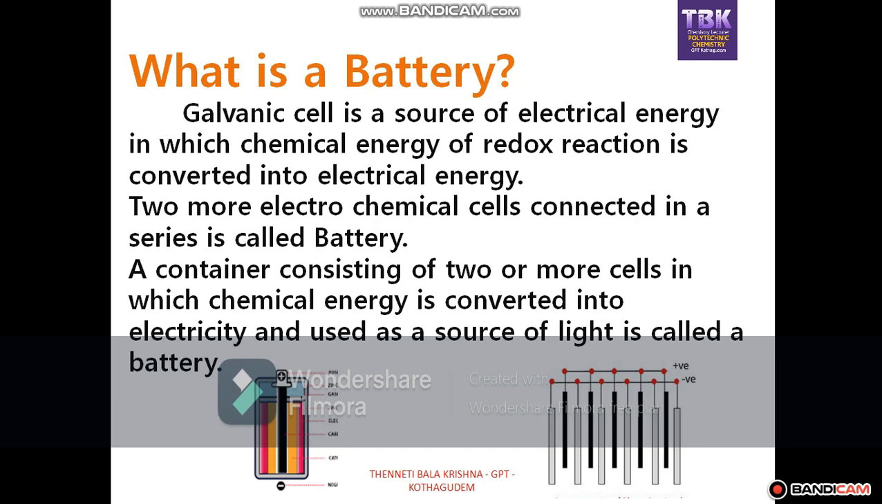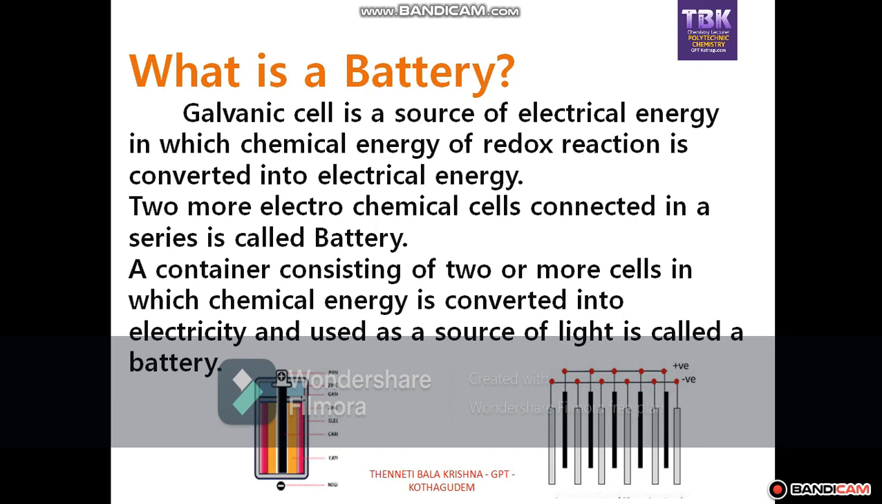Two or more electrochemical cells connected in series is called a battery. That means connecting two or more galvanic cells. A galvanic cell is also called an electrochemical cell. So the connection of two or more galvanic cells, or electrochemical cells, is called a battery. A container consisting of two or more cells in which chemical energy is converted into electrical energy is called a battery.